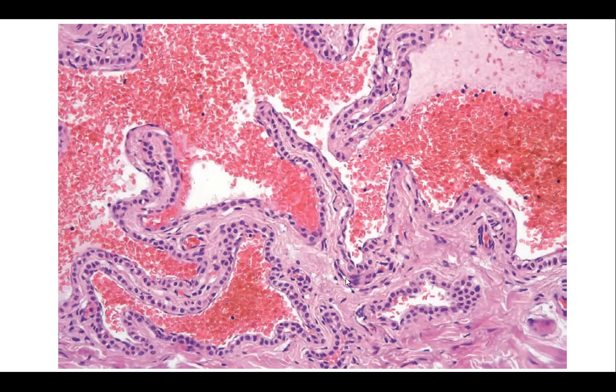So Michelle answered the actin filament. Yeah, so it's usually, like I said, positive with markers for smooth muscle more than vascular markers. So if you're in doubt, you can always use your stain.